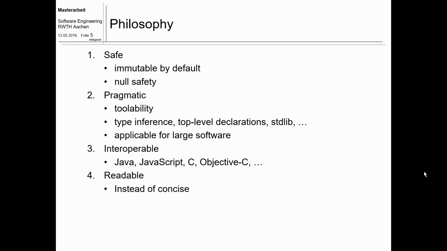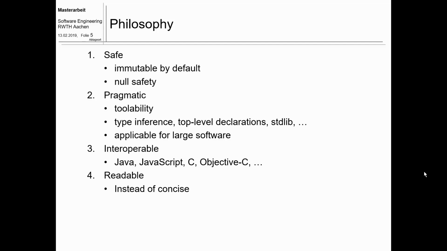So first of all, it's intended to be very toolable, which isn't surprising considering that it's actually developed by a tooling company. And it has language features like type inference, top-level declarations, and also a very strong standard library that all make it very effective to work with. So in the end, it's intended to be applicable for large-scale software because that's also what it's used for at JetBrains themselves.